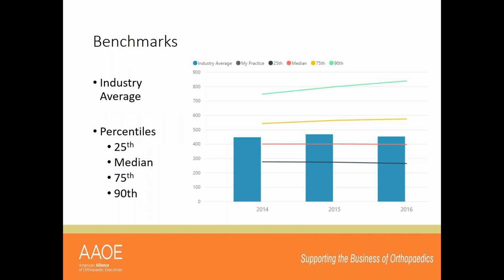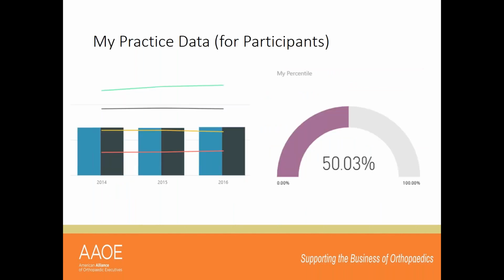So, this is what most of the reports look like when you select the reports. The turquoise or blue, however you want to call that, is the industry average. This data doesn't have the my practice, but you'll have your my practice data to compare year to year. And then you've got the percentiles, the 25th, median, 75th, and 95th percentile to pull the data out and look at it and compare.